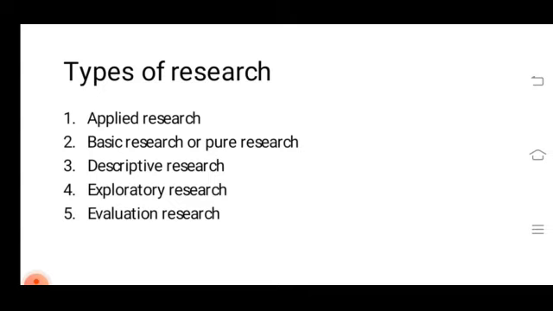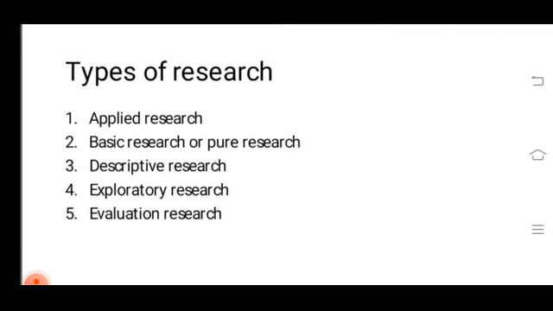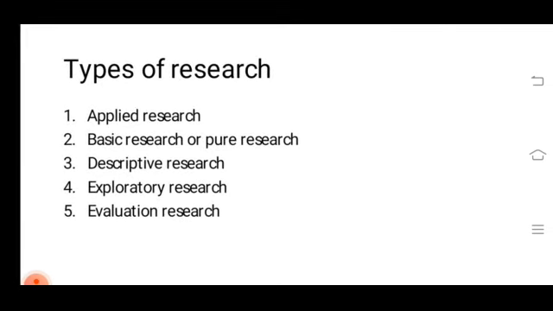The first type here we have is applied research. Yes, applied research refers to a scientific study. Applied research is a scientific study that mainly seeks to solve the practical problems available within the organizations. It is used to find solutions to everyday problems, cure illness and develop innovative technologies rather than to acquire knowledge for knowledge's sake.